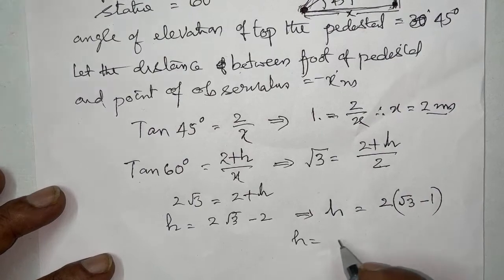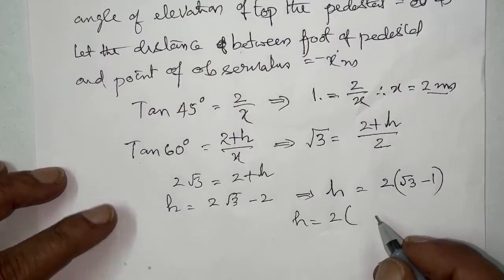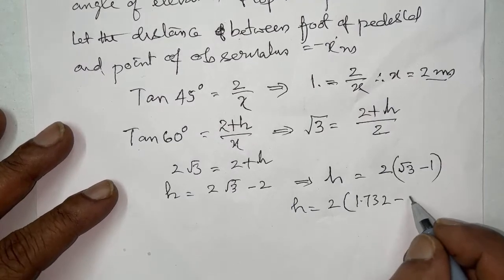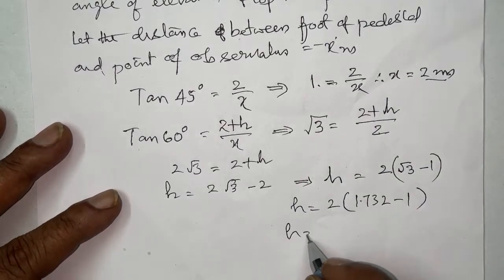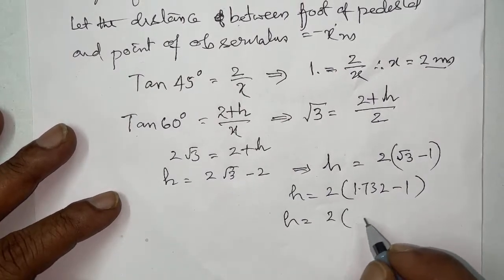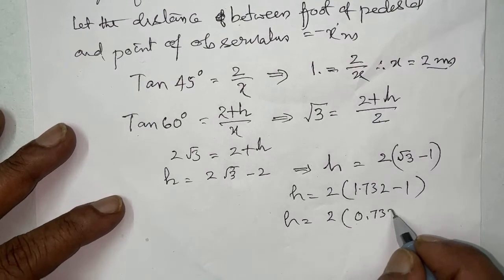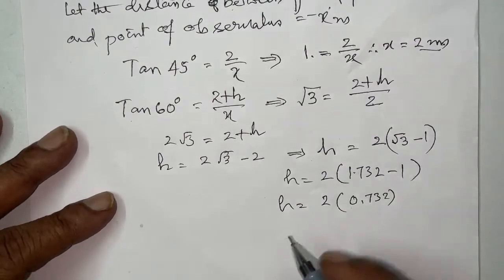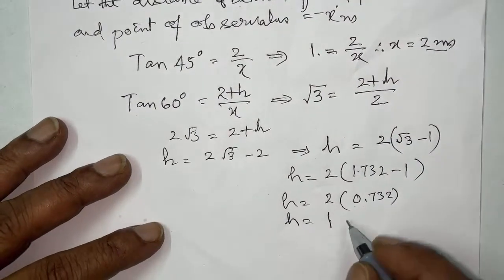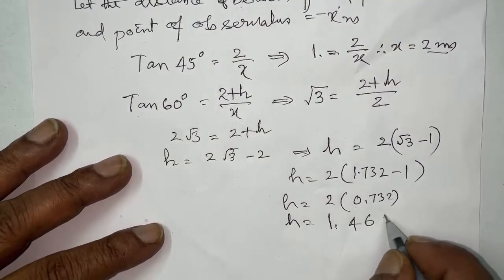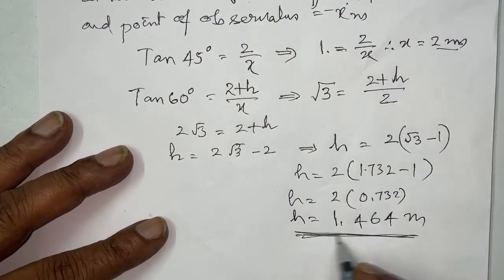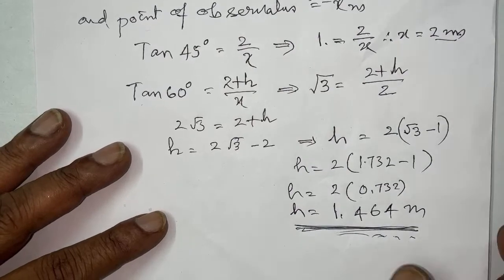Here h equals 2 into (root 3 minus 1), where root 3 is 1.732. Subtracting 1 from 1.732, I will get 2 into 0.732. Multiplying 2 into 0.732, I will get 1.464 meters. This 1.464 meters is the height of the statue that we want finally.